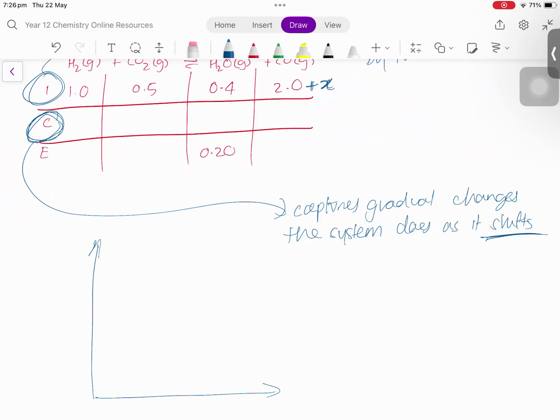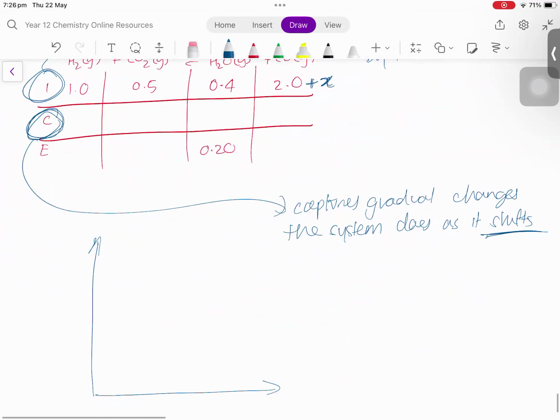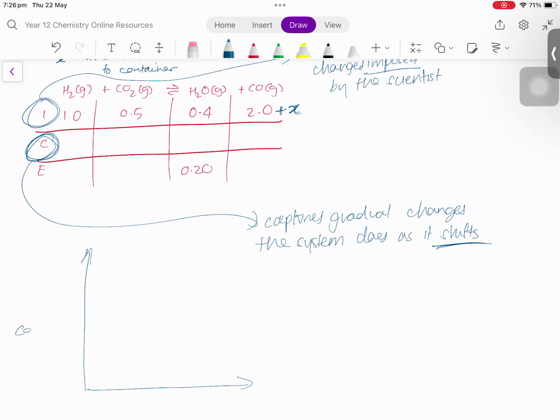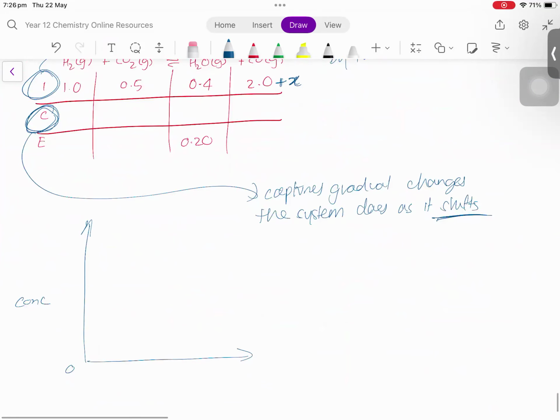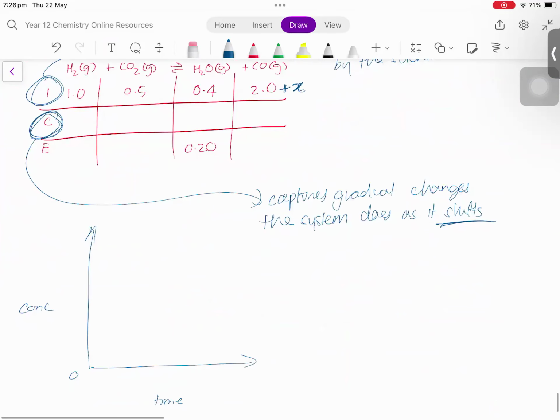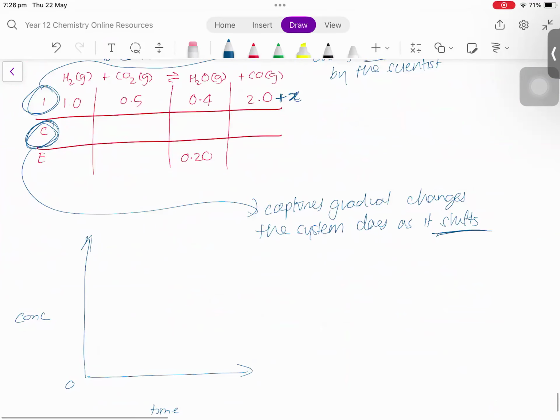You can feel free to sketch this part if you want to, or just have a look. Let me do it accurately because they actually have given you the numbers. This is time. So 0.4 is H2O. This is not to scale, this is just to show you. And then 0.5 is CO2, and then 1.0 is H2, and then 2.0 is CO. Okay.